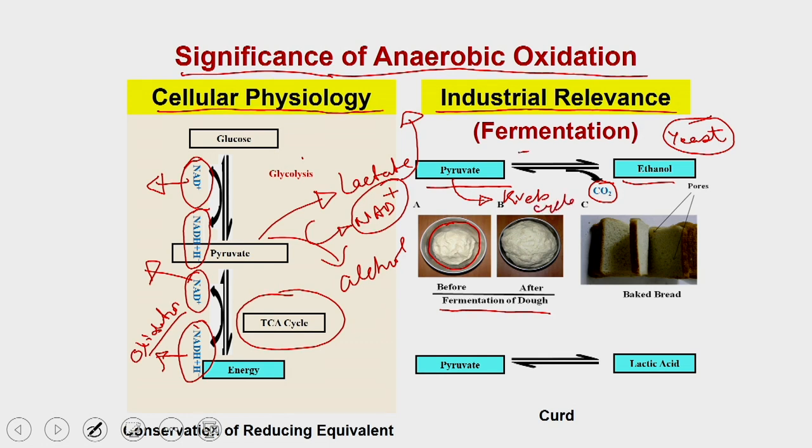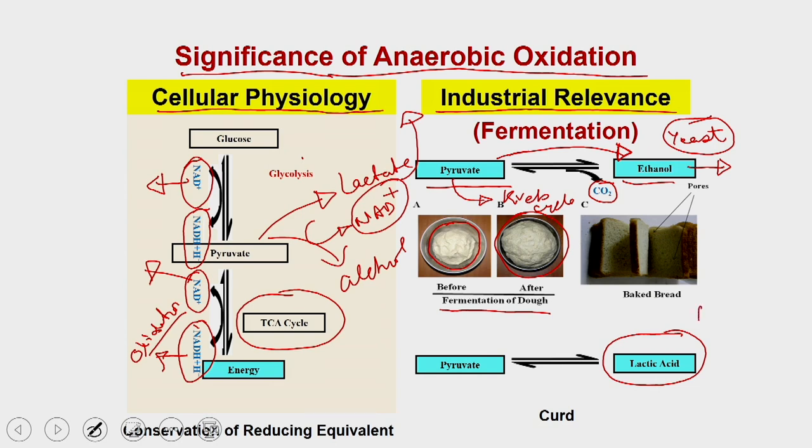Instead, it will run the pyruvate to alcohol conversion, and in this process it is going to produce carbon dioxide. And once the carbon dioxide is trapped inside the dough, it will make the dough very fluffy, and that's how you get bread which has pores. In the alternate pathway, you can also convert the pyruvate into alcohol, and that alcohol can be used for producing different types of beverages.